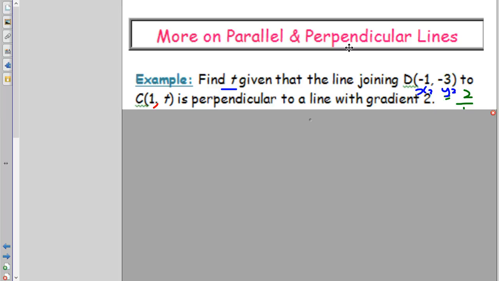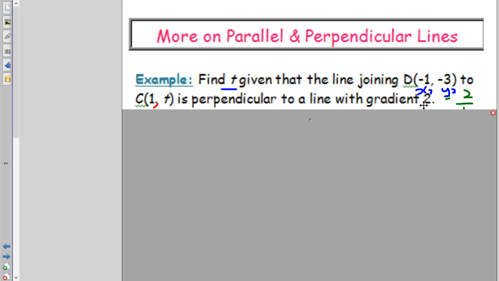Another thing is, if they're perpendicular, then if you multiply the gradients together, you would get negative 1. Two ways of thinking about it. So remember, parallel means kind of like this, perpendicular means crossing at right angles. So we're told that there's a line with gradient 2, and we're told that this line, DC, is perpendicular to it. So try to think what the gradient would be.